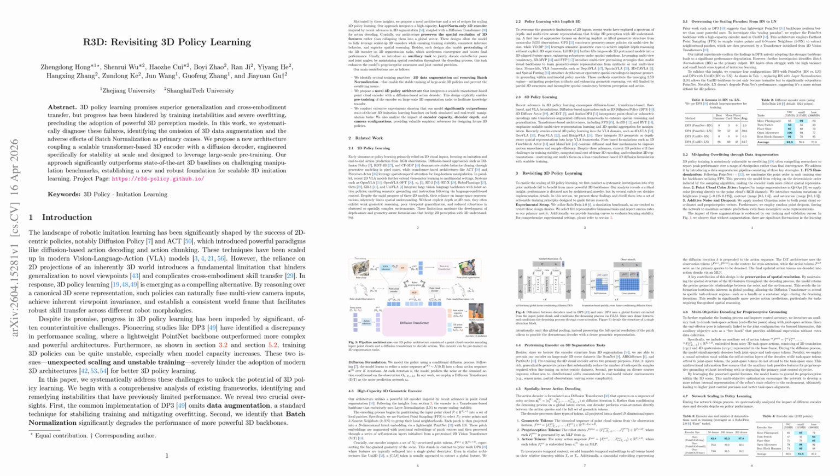R3D argues that 3D policy learning has been bottlenecked less by representational limits than by unstable optimization. On RoboTwin 2, the authors show that DP3's apparent failure to scale comes primarily from batch normalization and missing 3D augmentation. Swapping BN for layer norm turns a Uni3D-style encoder from 0% average success to 64.7%, and adding point cloud augmentation stabilizes training curves while raising performance further.